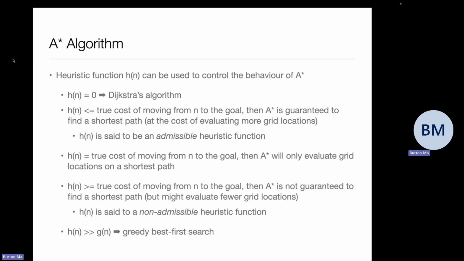Okay, so remember again what H of n is. It's an estimate of the cost of moving from n to the goal. So if you overestimate the cost, right, then A star is not guaranteed to find the shortest path, but it might find a path in less time. Right? So in other words, it might evaluate fewer grid locations. It'll give you back a suboptimal path, but that might be okay depending on what you're trying to do. So if H of n is greater than the true cost, then we say that it is a non-admissible function, right? Not guaranteed to find the shortest path.